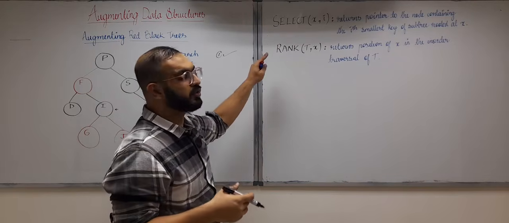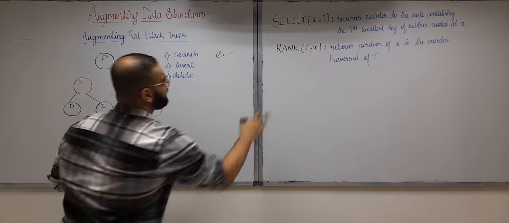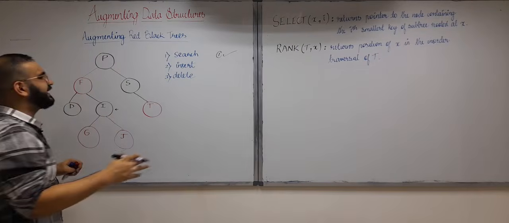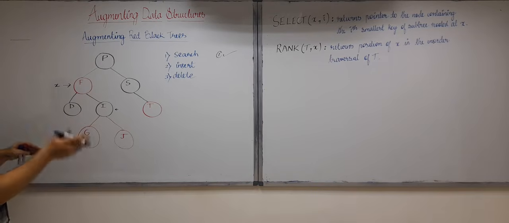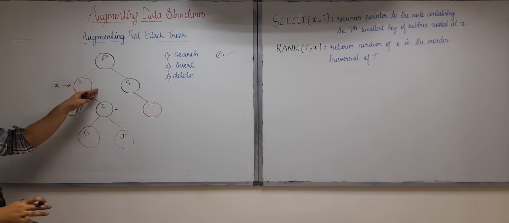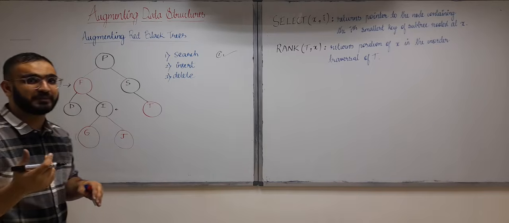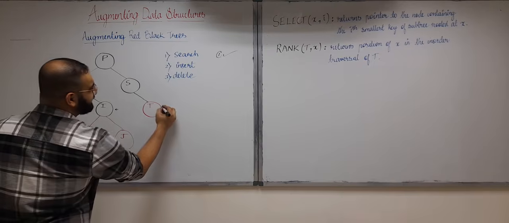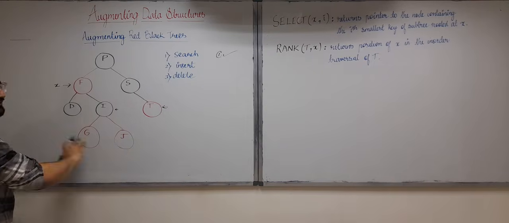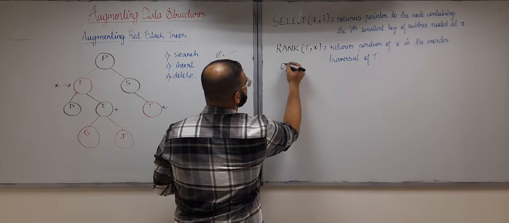Look, even if we don't add any information in the red black trees, we can still perform this operation. For example, if I want to find out the rank of any node x, if suppose I consider this node x, right? If I want to find out the rank, I can find out by doing an in-order traversal, and I can find out the position of that node in in-order traversal. But what will be the time complexity of that operation? It will be order of n, because in the worst case, if you ask me to find out the rank of this node, I'll have to traverse each and every node in the in-order traversal. So the worst case time complexity will be order of n.